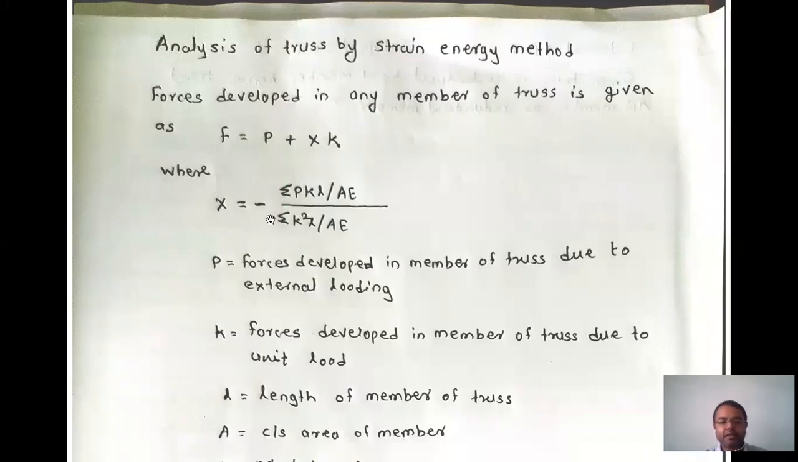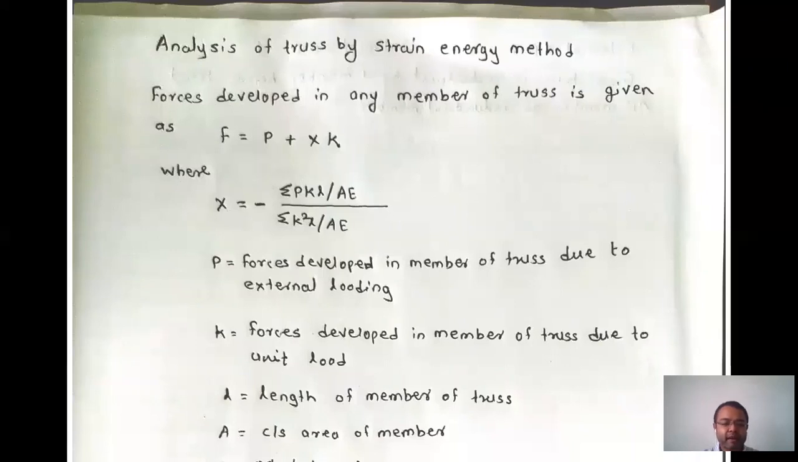So X equals summation of PKL upon AE divided by summation of K square L upon AE. Here P we can call the P forces. First of all, you have to make the given truss a determinate type of truss. Make that truss determinate, then analyze the truss.